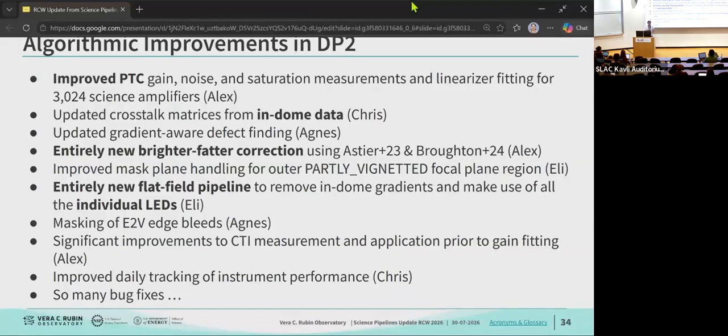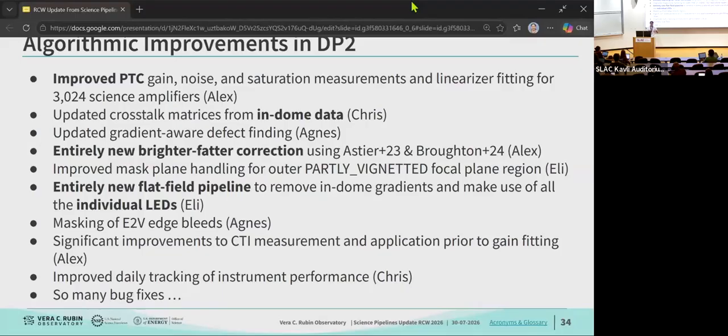We've also completely updated the brighter-fatter correction. We're now using this Astier 2023 correction, which is actually based on the electrostatic physics of the detector. We have shown that we're reaching year 10 level requirements on the PSF because of this. In addition, we are better handling the mask plane.